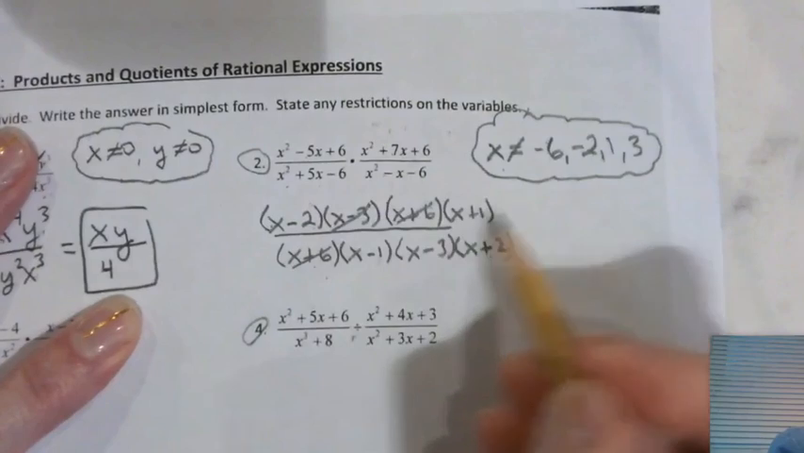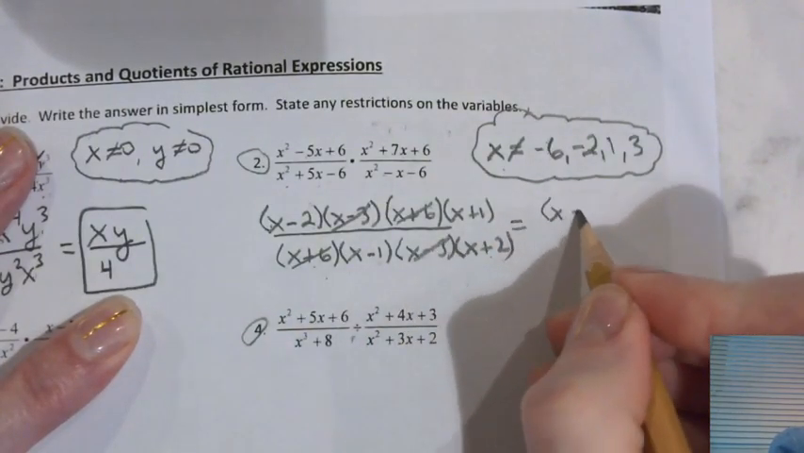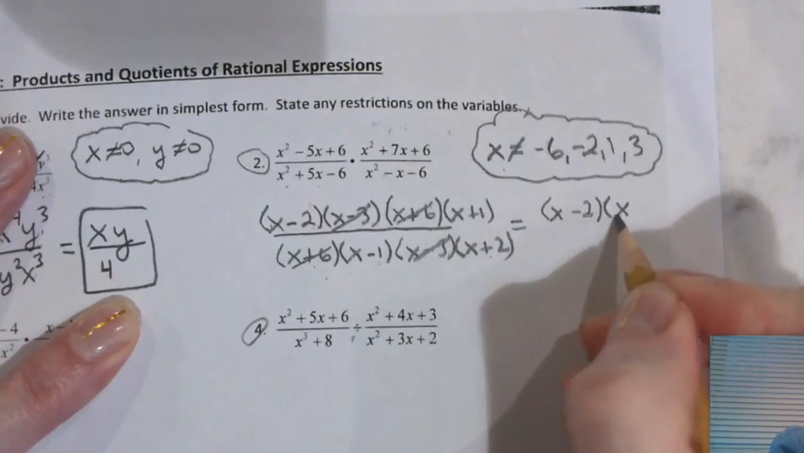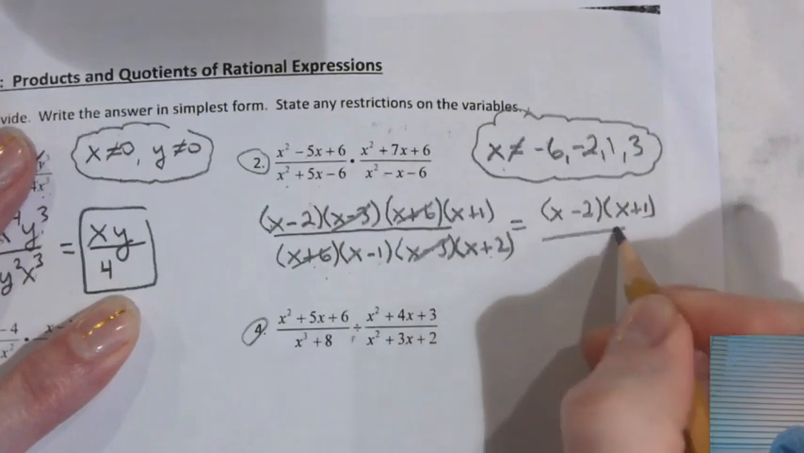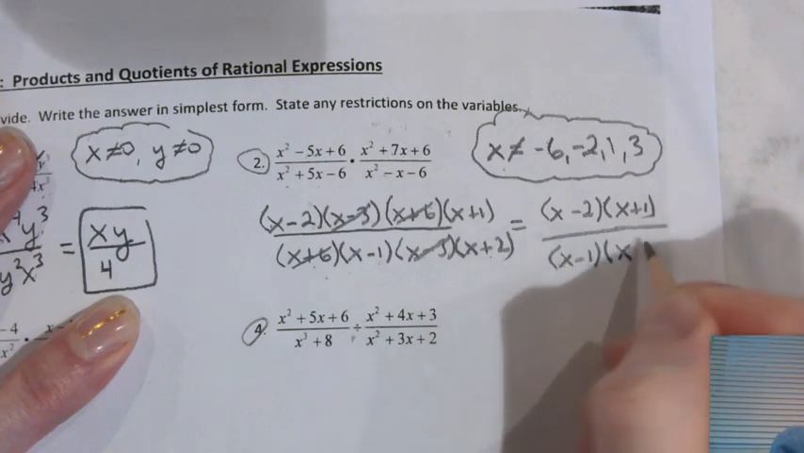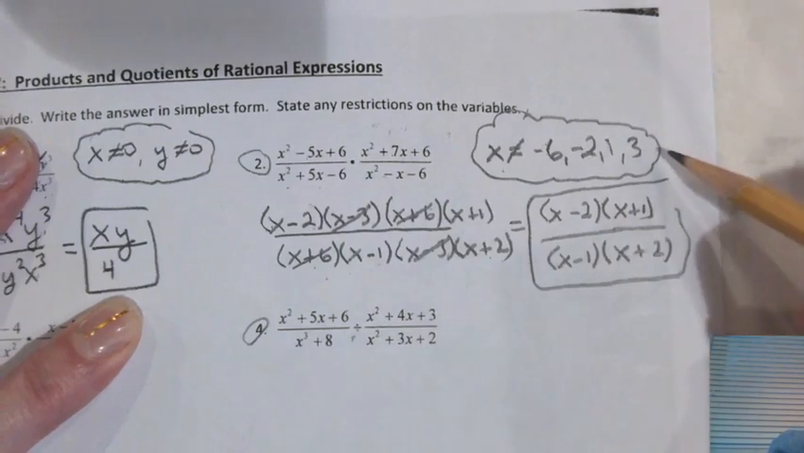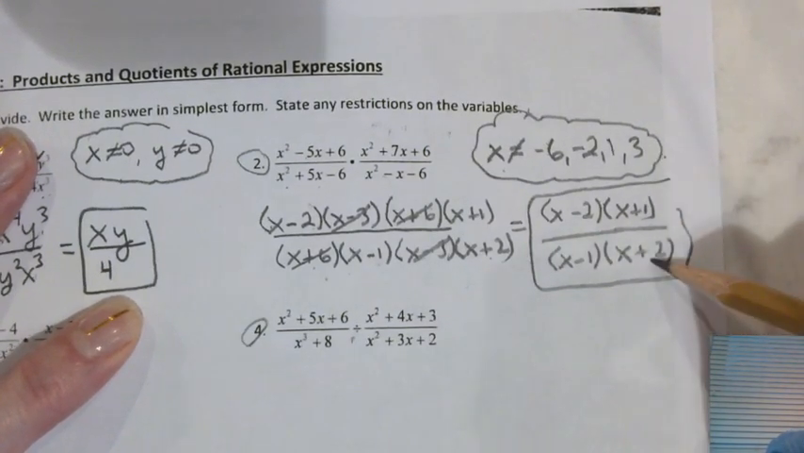Anything else? The x minus 3 and x minus 3 cancel. Then we get x minus 2, x plus 1 divided by x minus 1, x plus 2. Now, it's really important that you determine these restrictions before you do any canceling.